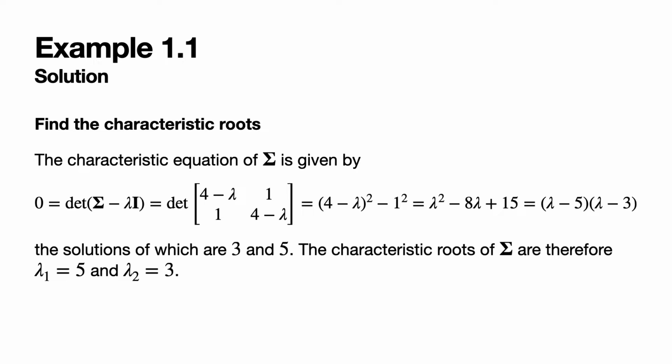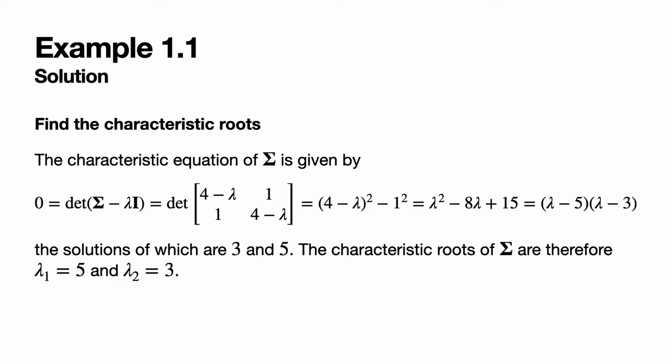And so we set that equal to 0, and that gives us the characteristic equation of cap sigma. Now, to find the characteristic roots of cap sigma, we solve that equation for lambda. Now, obviously, because it's a polynomial of degree 2, there are going to be two solutions, two roots of the polynomial, two solutions of the equation. And we can get at those by factoring the characteristic polynomial.